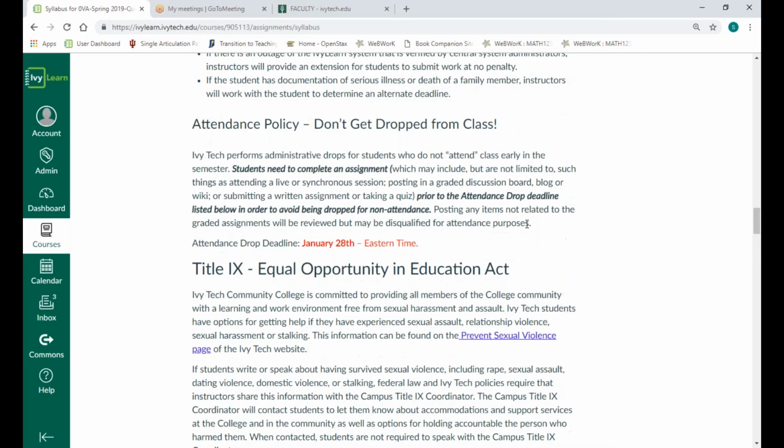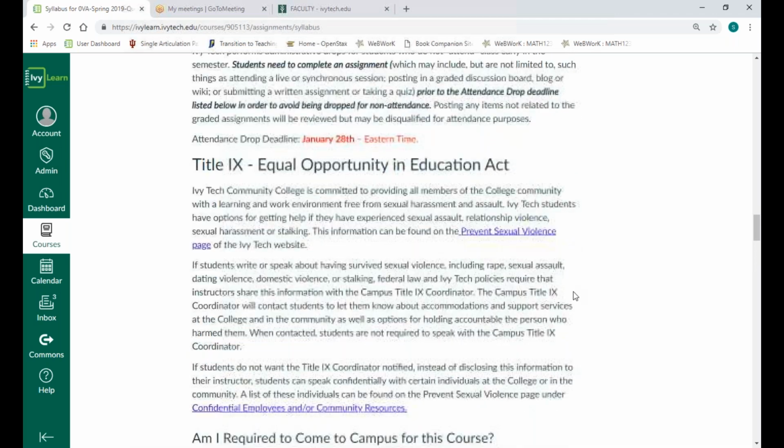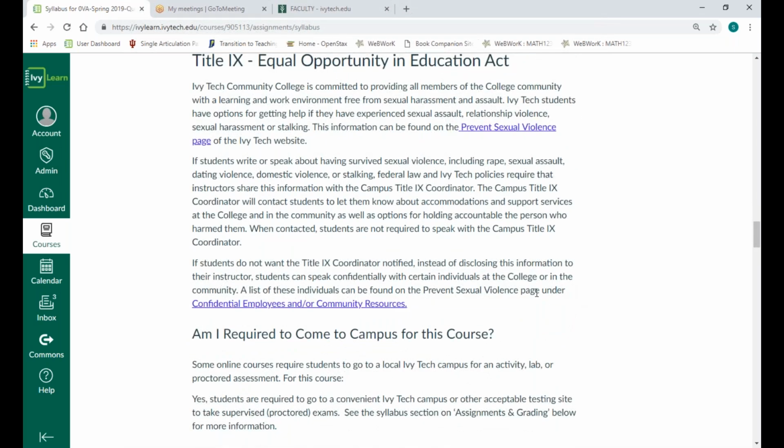All right, you want to make sure that you don't get dropped from class, so you want to make sure that you do some homework assignments. Okay, here's our date for making sure that you're doing homework assignments by the due date. We just have the Equal Opportunity and Education Act. If there's any issues, please let me know or go into the reporting.